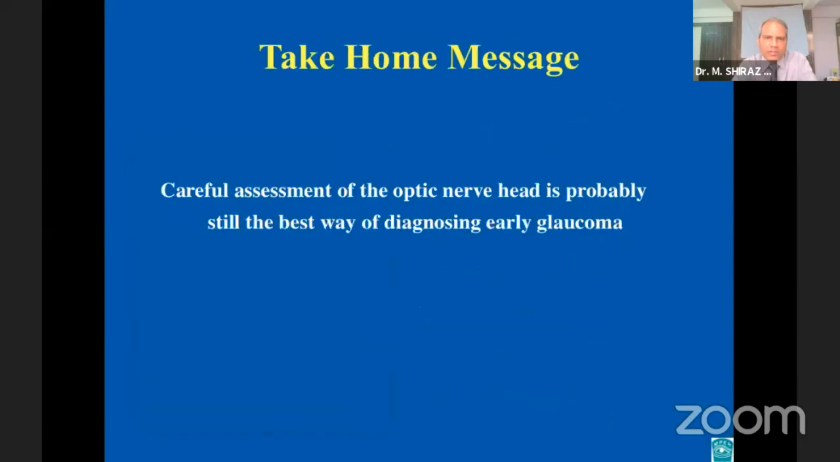To conclude, I would like to say that careful assessment of the optic nerve head is probably still the best way of diagnosing early glaucoma.